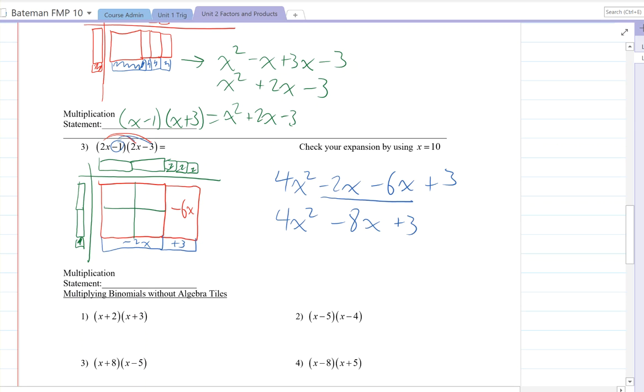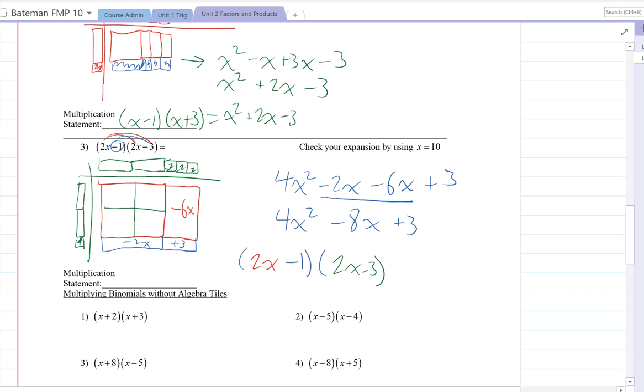So, moving into doing this without tiles, what we really had when we had 2x minus 1, okay, let me just draw this here. This is red, 2x. And then let's use minus 1, we'll do blue. Okay. And then over here we had 2x minus 3.